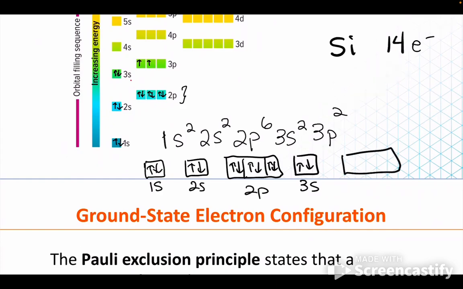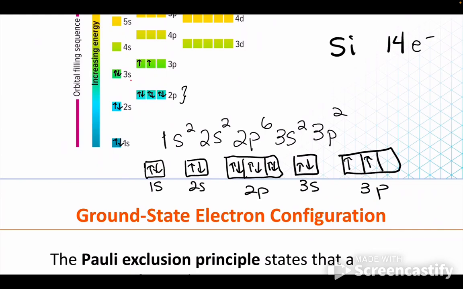And then even though I only have 2 electrons, I'm going to draw all these 3 orbitals. So if it were a D, I would draw 5 boxes. F, I would draw 7, sorry. So this is the orbital diagram for silicon.